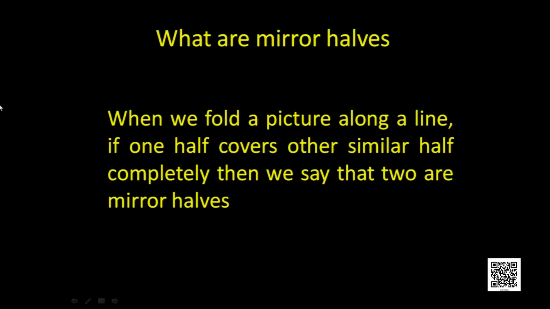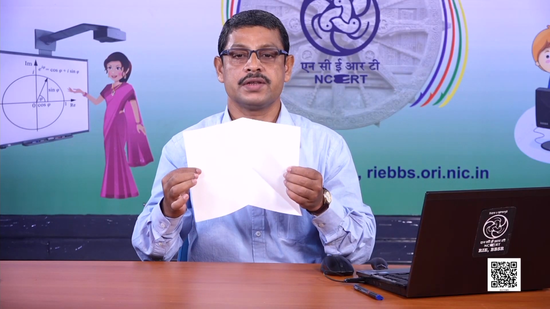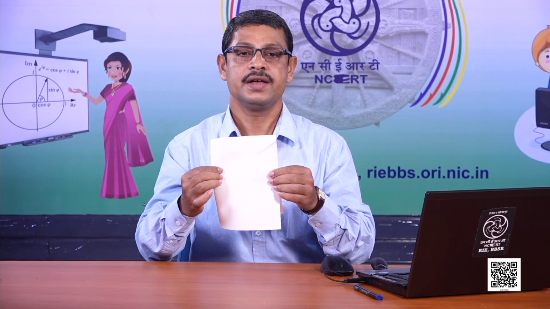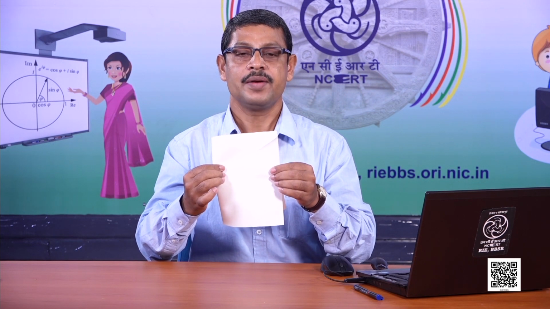When we fold a picture along a line, this is the line, if one half covers the other similar half completely, see, this is covering completely, then we say that the two are mirror halves.